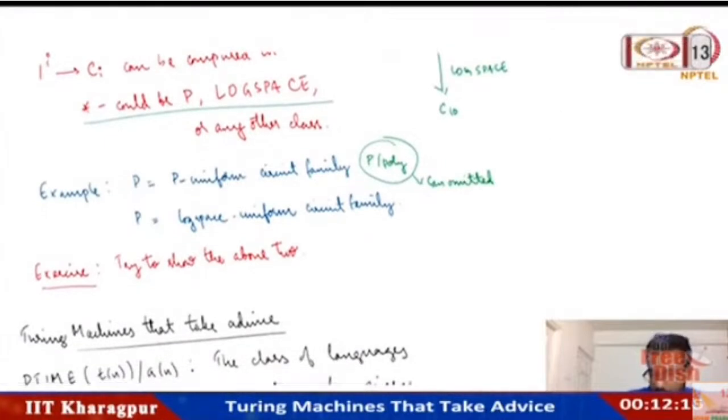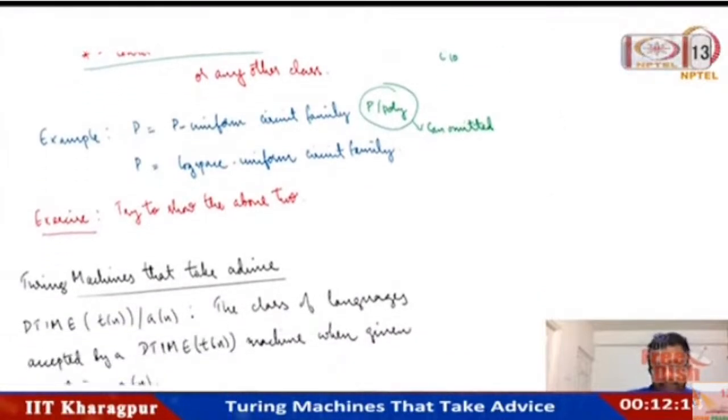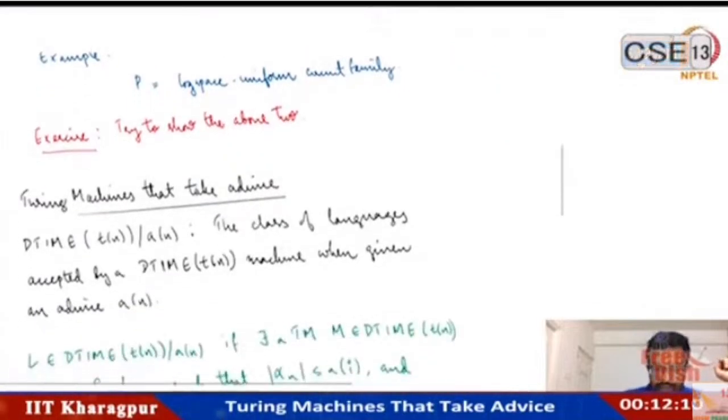So you can try to work out the above two. I'm not getting into the details, but it is rather straightforward. Okay, now let us define Turing machines that take advice. So what are Turing machines that take advice?